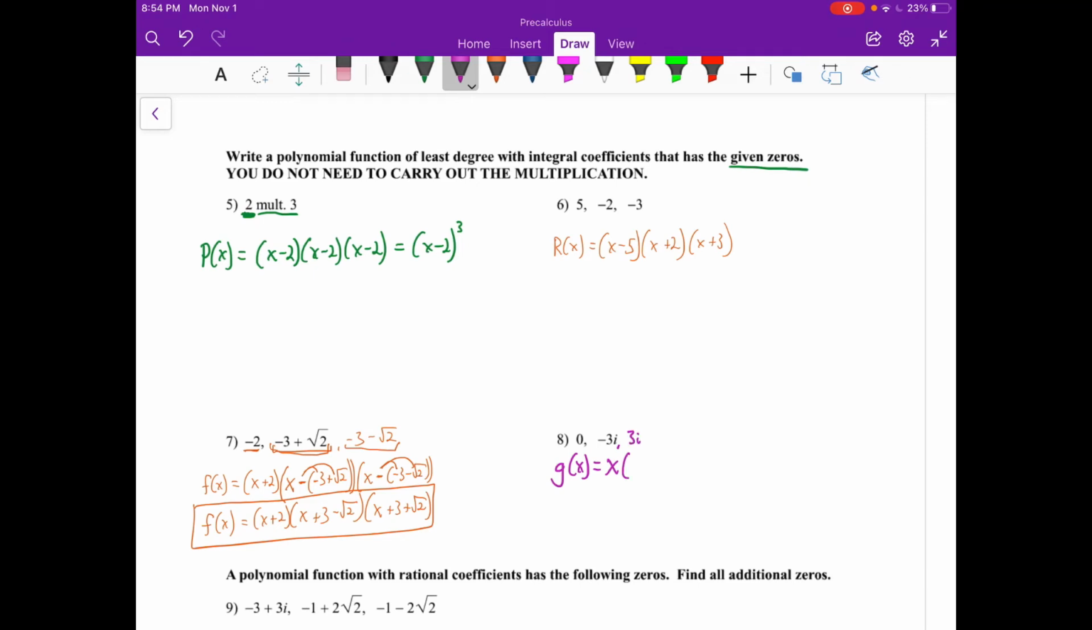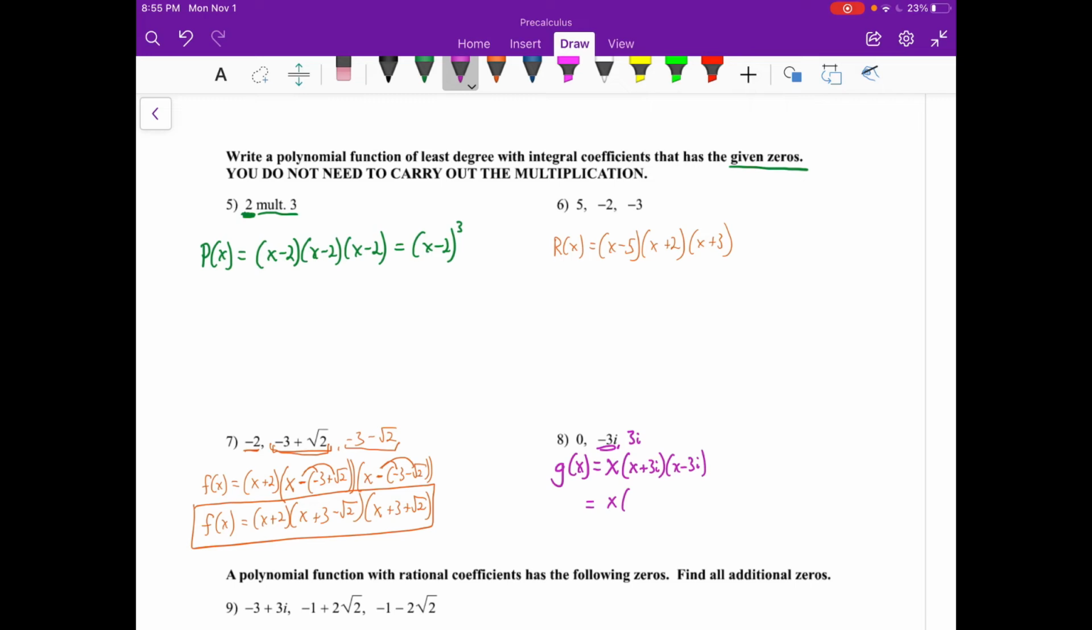So that is x plus 3i times x minus 3i. And that is our answer. We don't have to multiply that out. If you did, just for fun, you would end up getting x. We're going to leave that there.